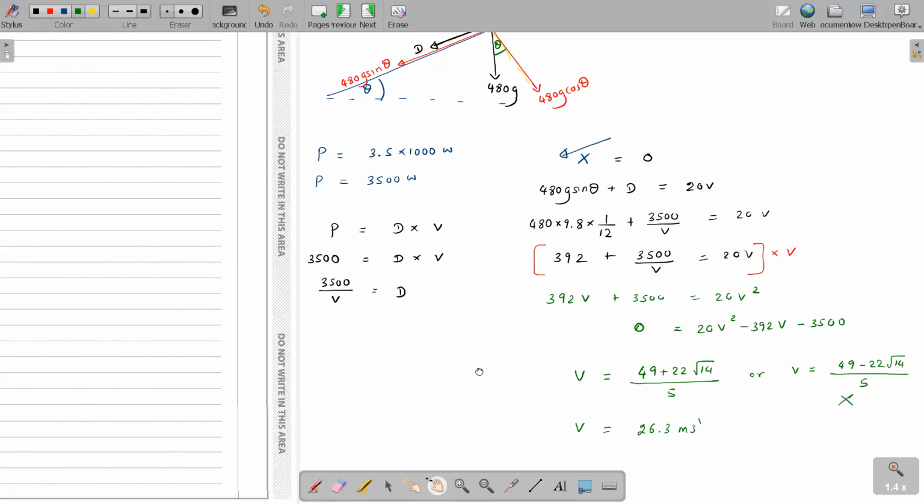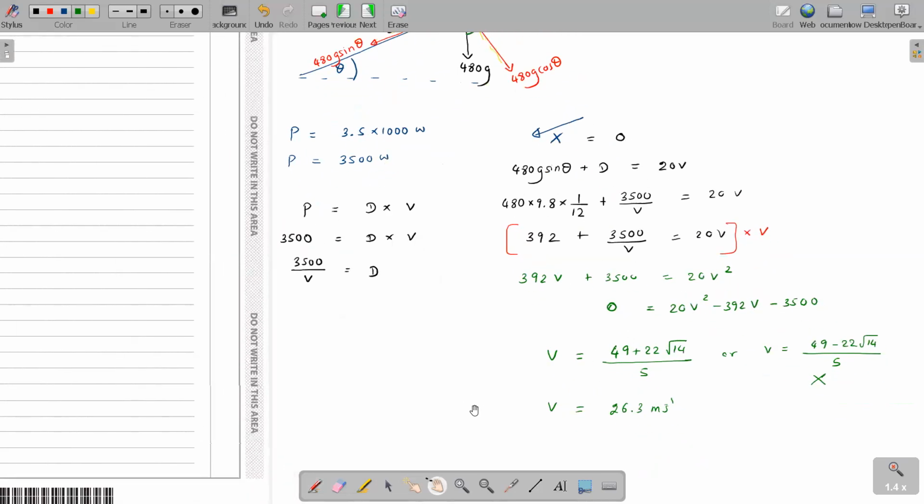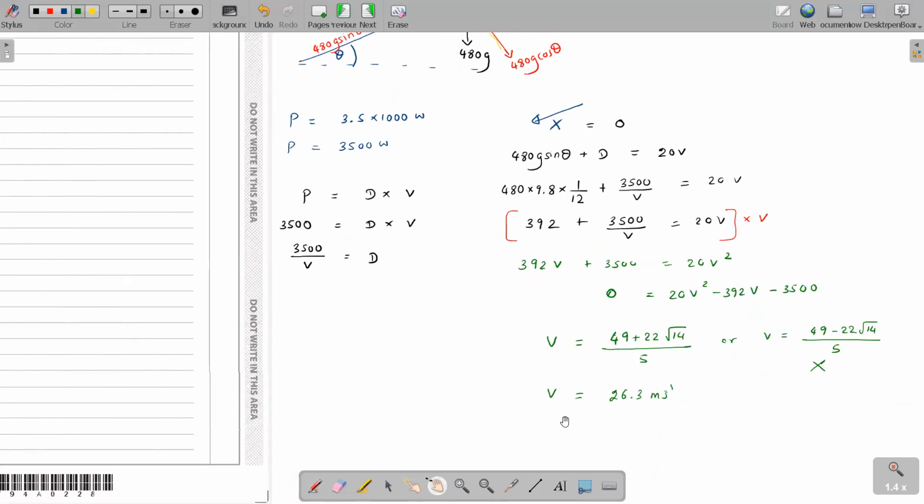We need to take the positive value of our velocity because we are moving down. We know the direction. So when you get an answer like this, you need to keep it to at least 3SF. So better to keep it like this. Is this clear? So this is the answer for question number 1.